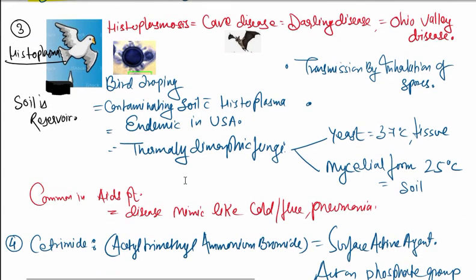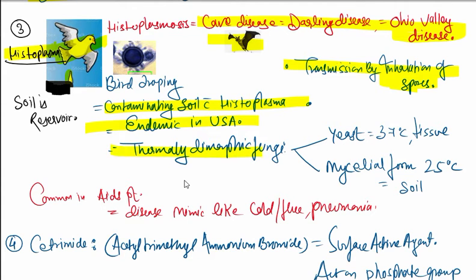Next one, we see this pigeon and bat and their droppings. So this is the cause of histoplasmosis. Droppings may contain this fungus Histoplasma that contaminates the soil. Through the inhalation of such spores, we may get this disease, histoplasmosis, also known as cave disease, Darling disease, or Ohio Valley disease. This is endemic in USA.